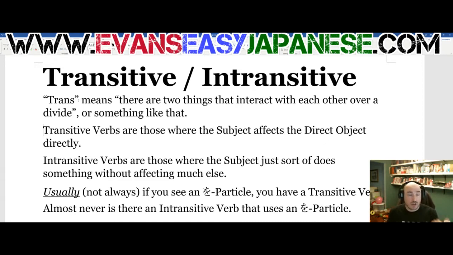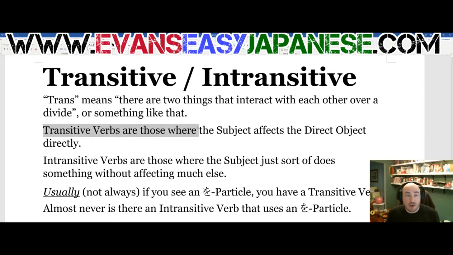Transportation. Notice the word transportation. So there's two ports. There's where you're leaving and where you're going, and you're operating over the gap in between them. So this is what this word means, basically: when there are two things that interact with one another over a divide. Okay, great.